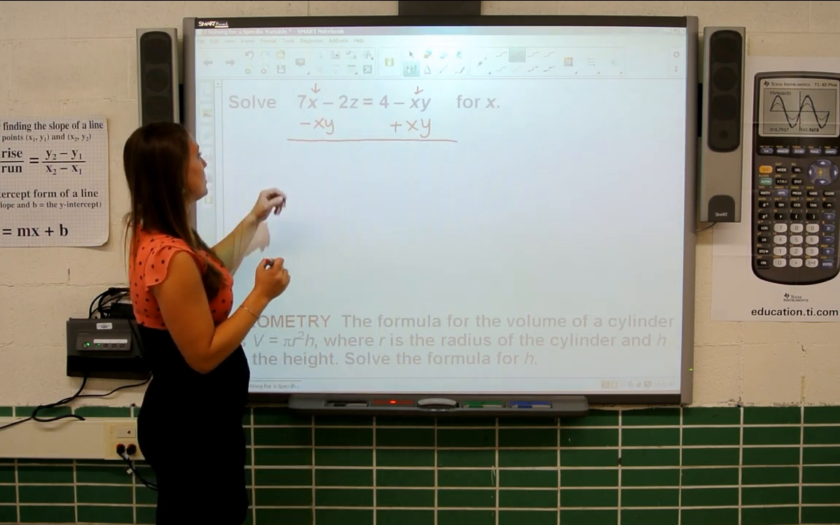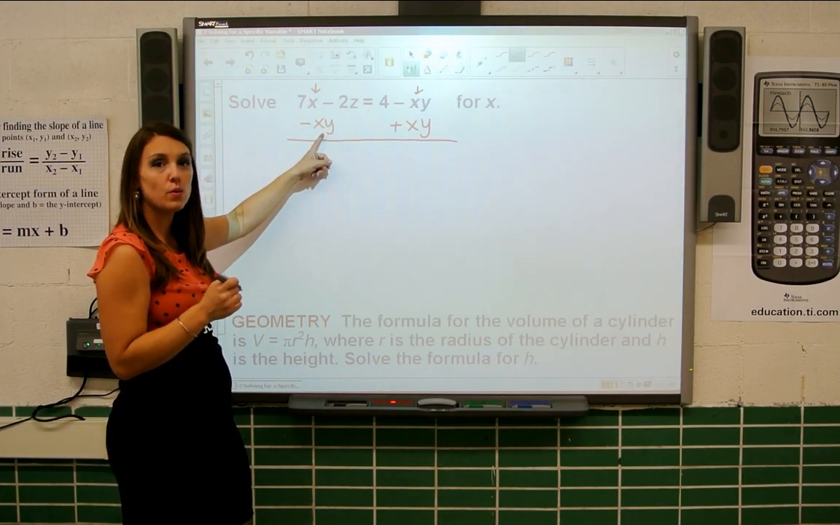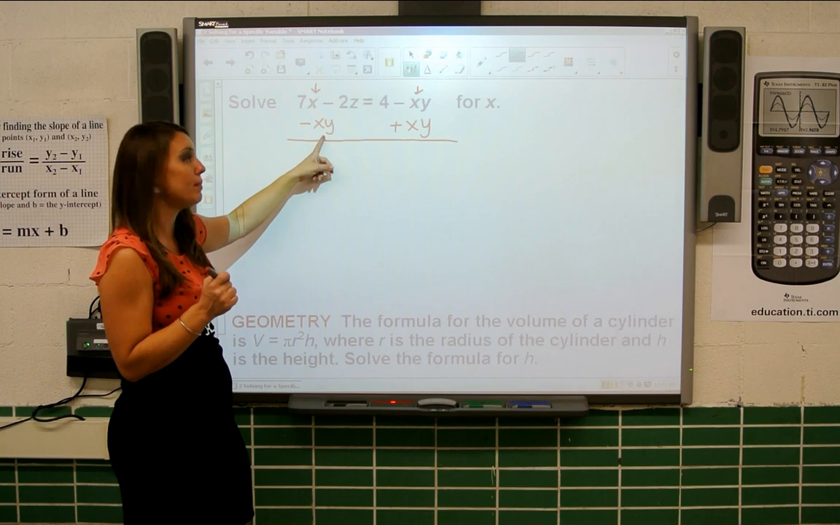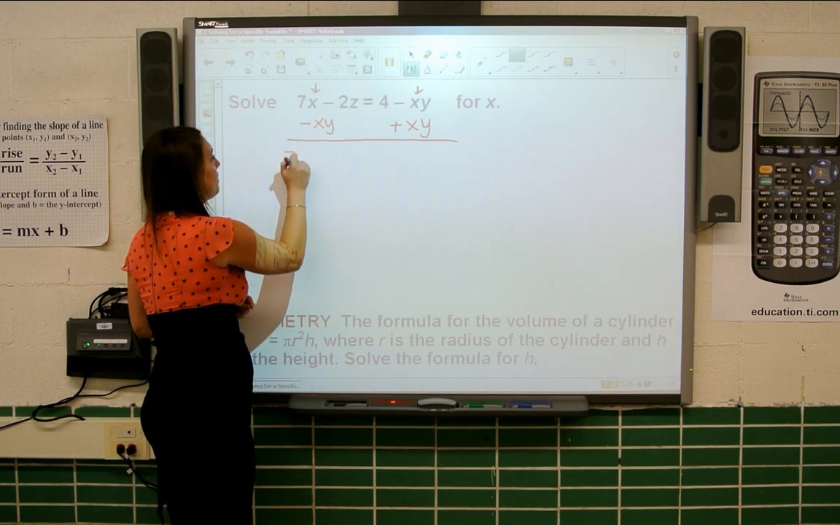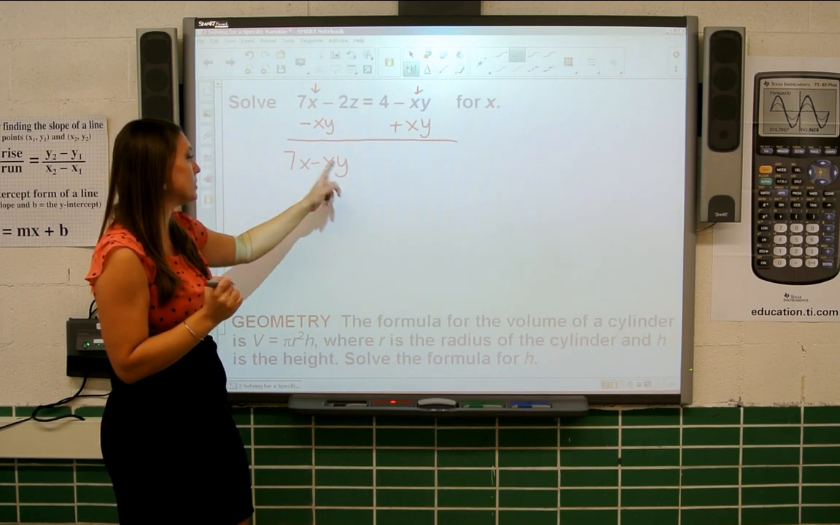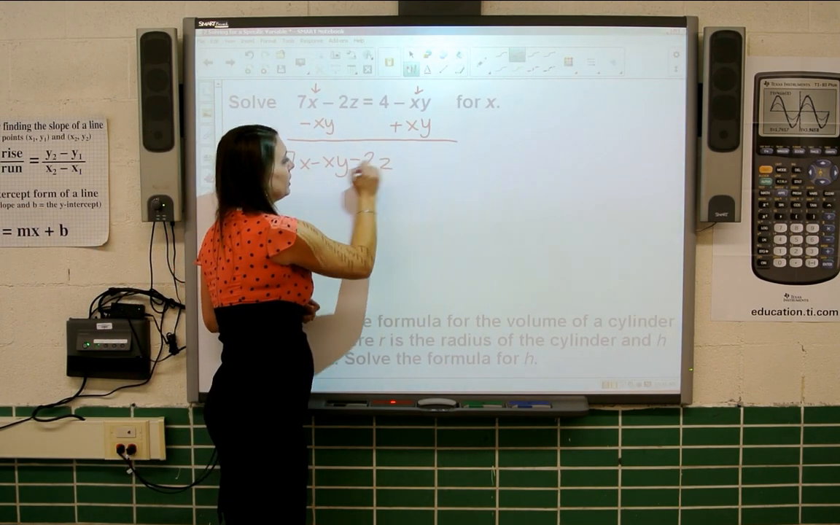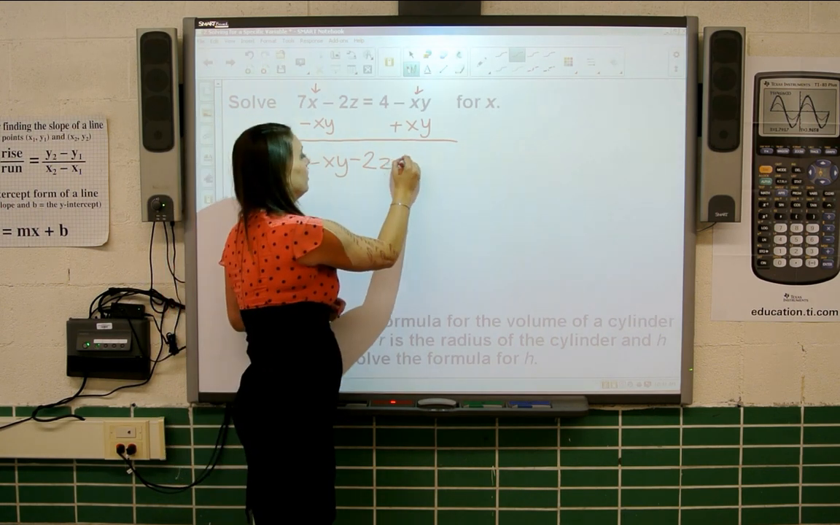Going to put my 7x. Again, this has an x and this has an x, but this has a y. If this has a y too, they're not like terms. You cannot combine them. So it's going to be 7x minus xy. Both our x's are on the same side, but we still have that minus 2z. Our next step will be to get rid of that. Equals 4.